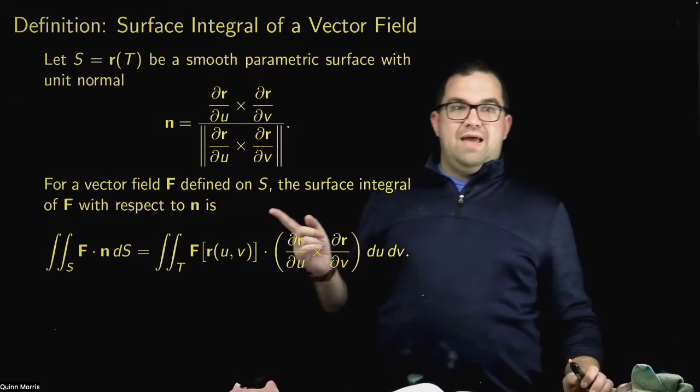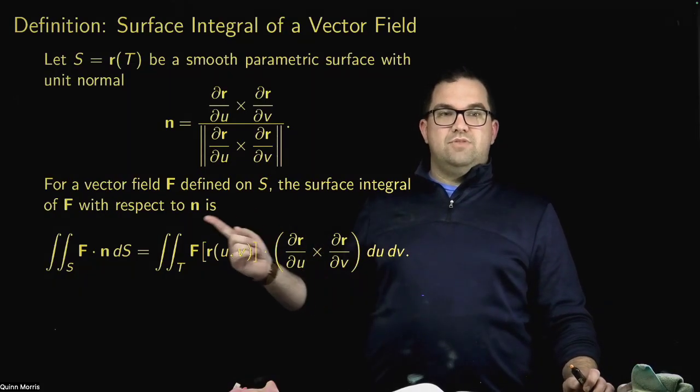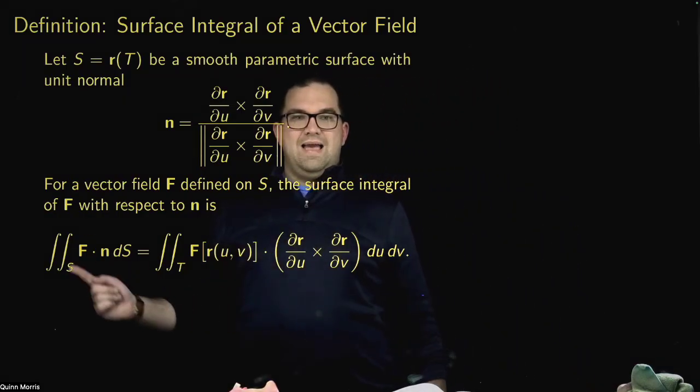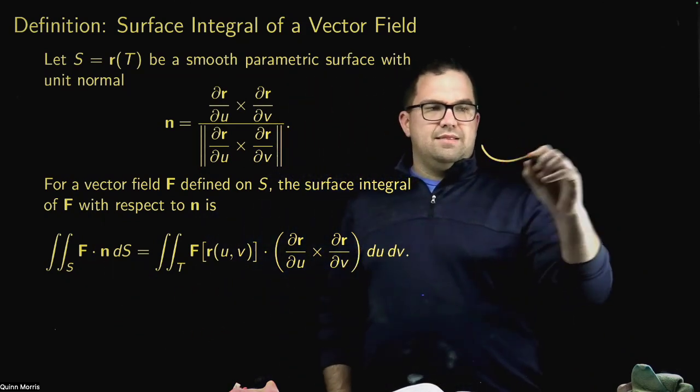So for a vector field f defined on the surface S, the surface integral of f with respect to that normal vector, well, we're just going to take the surface integral of f dotted with n. Now, why are we going to take that? Why are we taking that dot product?